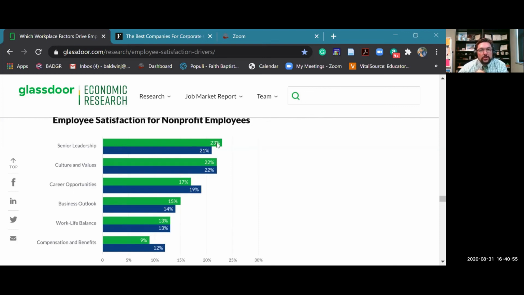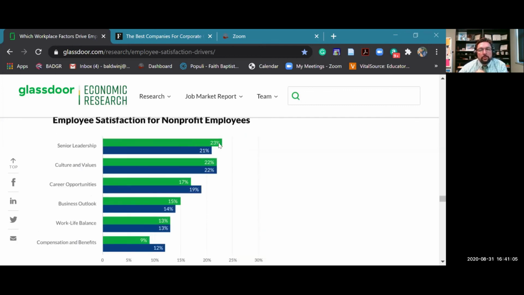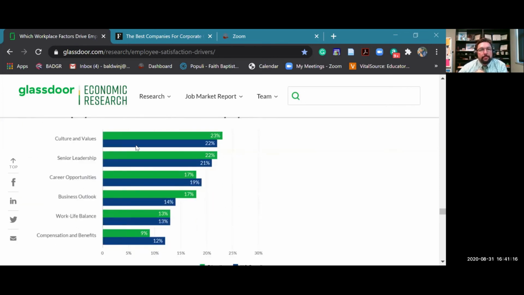And senior leadership even trumps just barely on the government workers. For nonprofit workers, senior leadership is slightly more important than culture and values. But still, when you're only 1 percentage point off, I mean, that's really close. Education employees: culture and values, number 1, senior leadership, number 2.